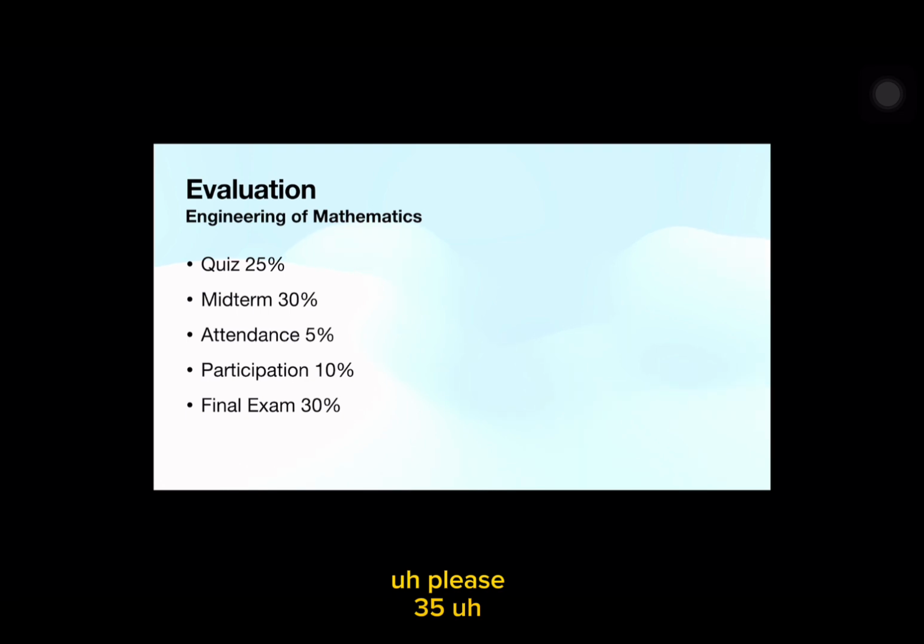Quiz 25, 30, 30. There's no TA, so the TA percentage goes to the midterm. For quizzes, we are expected to have at least 3, but if we want more, we can have 4. The main idea of the quiz is to help you get the score. That is the idea for the quiz.